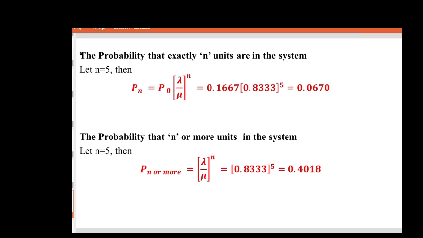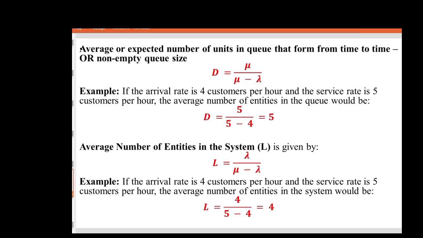The probability that n or more units are in the system is the utilization factor raised to the power of n, and that gives us about 40% that 5 or more units are in the system, which is more likely than having exactly n units.